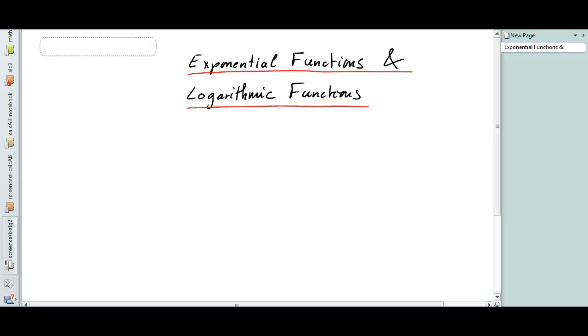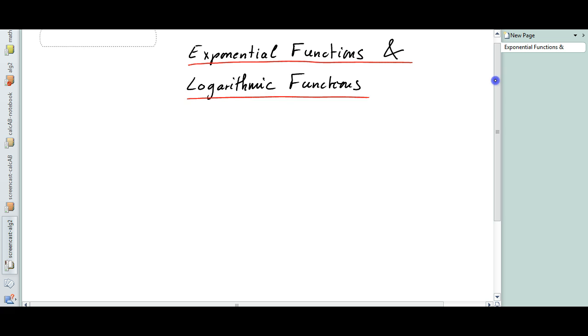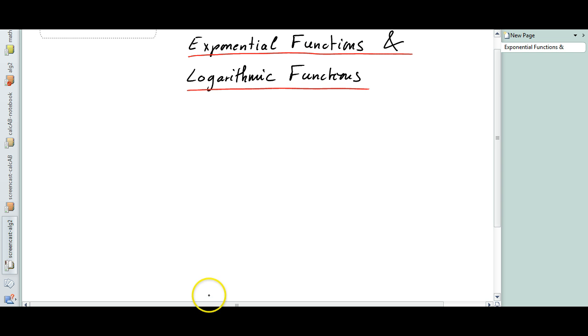Alright, in this video I'm going to remind you of the result we've covered about exponential functions and logarithmic functions, okay? So let's start with exponential functions. What's an exponential function? It's a function that is written like this, alright?